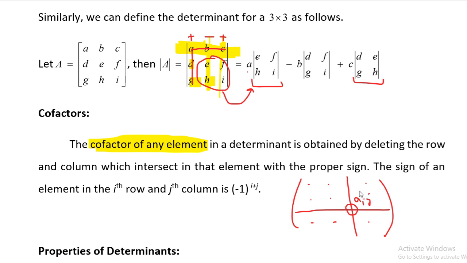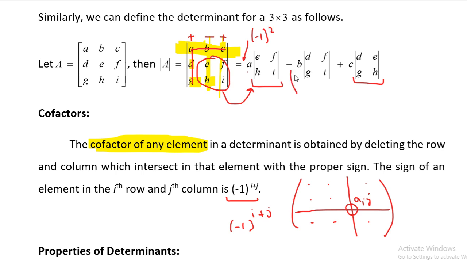What is the sign? The sign comes from this i and j. We take -1 to the power i plus j. So you see, if you go here, why did we get plus here? Because this is the first row and first column, so -1 to the power 2 is +1.